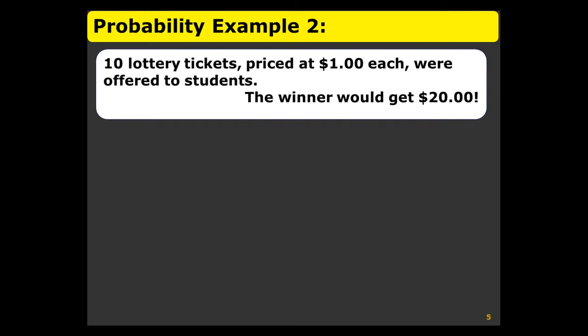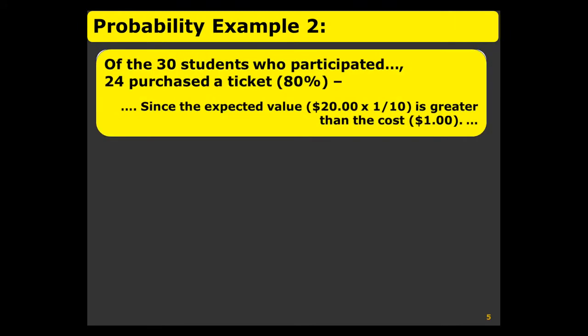Let's take another example. 10 lottery tickets priced at $1 each were offered to students. The prize, the winner would get $20. Of the 30 students who participated, 24 purchased a ticket. That's 80%.